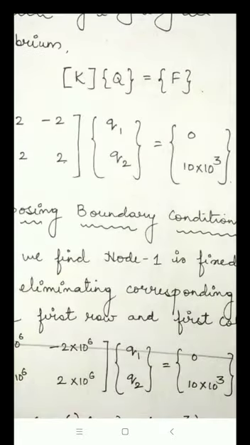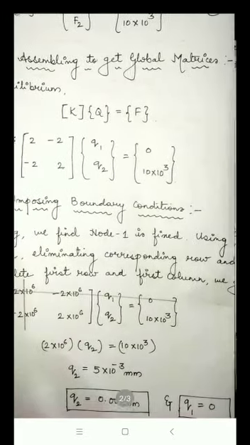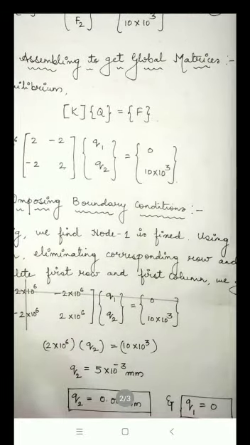Eliminate row 1 and column 1 in the 6th step. We can see that first row and first column of the equation are eliminated here. Now write down the remaining terms of the equation. That is, remaining terms are 2 into 10 to the power of 6 into q2 equal to 10 into 10 to the power of 3. Solve this one. We are getting q2 as 0.005 millimeters. That is, q2 means displacement at node 2. q1 equal to 0 because at node 1 it is fixed, hence there is no displacement. Displacement value is 0.